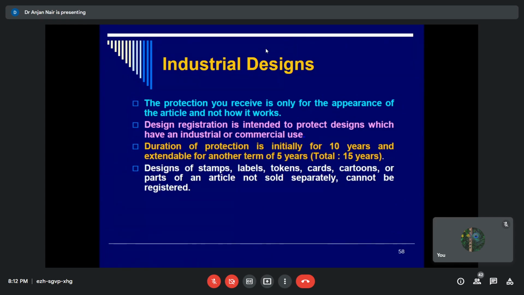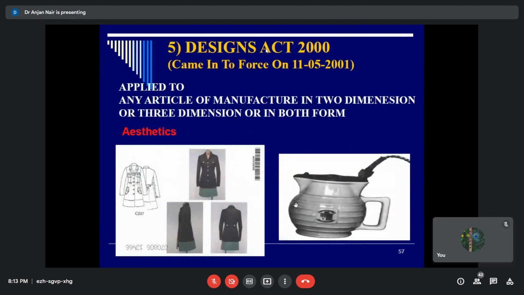A design patent is for the appearance of the article, not how it works. So it basically deals with the aesthetics. The term is 10 years and can be extended for another 5 years, so a total of 15 years for this industrial design. This is much easier. For example, here you can see an electric heater or jar, an electric kettle, but with the appearance, corrugations, and a handle provided.